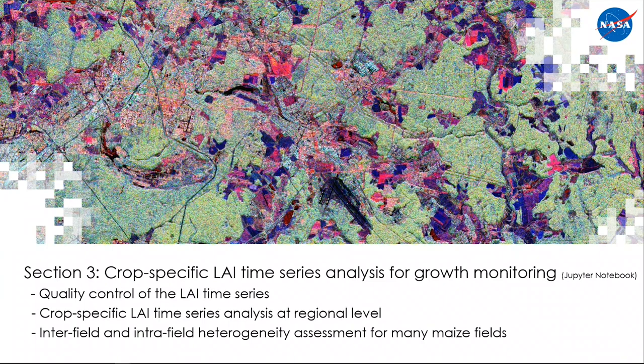The second step investigates the respective temporal profile of each corn field of the study area, in order to classify their different growing patterns for the given season. Finally, the third step will assess the interfield and the intrafield heterogeneity for the maize crop. All these results are typically very useful for operational crop monitoring at the regional level, or also of great interest for the farmers to improve their agriculture practices.